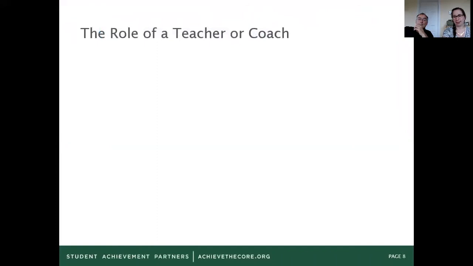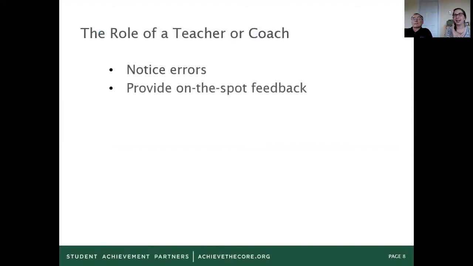We came up with a list here around the role of a teacher or coach, and it may match your list. You may have come up with a few things that are different from ours, but we know it's important that the teacher or the coach is noticing errors and providing immediate feedback. Errors that are not addressed become habits, and so we want to make sure that that frequent practice we talked about in the last module is met with just as frequent feedback and support. And then as needed, reteaching might happen.